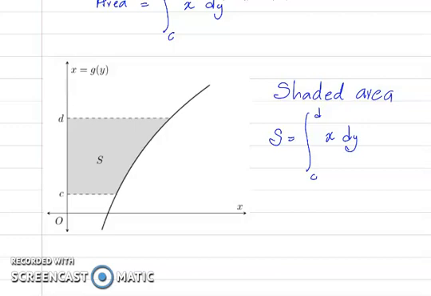Now, the diagram to the left illustrates such an area. There's a curve, and the curve is x equals g of y, so it is a function of y. The area is bounded by the curve, the lines y equals c, y equals d, and the y-axis. So this line here is the y-axis. And that area S is given by the integral from c to d of x dy. Let's have a look at an example.